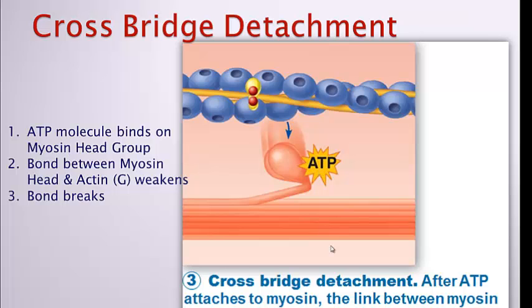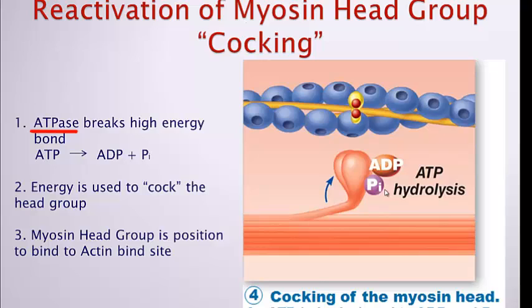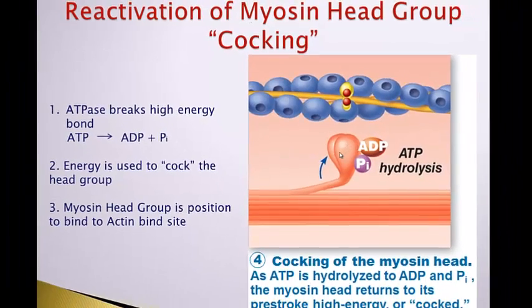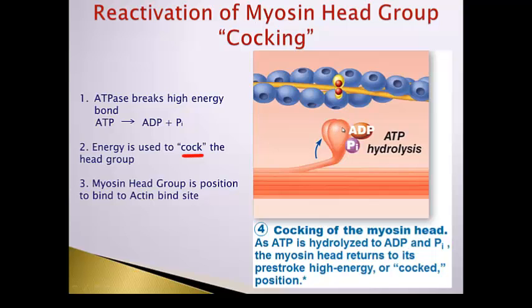Now once that ATP molecule binds, we can use the enzyme that's found here in this head group. It's called an ATPase. And we can use that ATPase to break down ATP into ADP and inorganic phosphate. By breaking off that phosphate bond, we release the energy found in that bond, which allows us to recock this head group, lining it up for yet another binding.